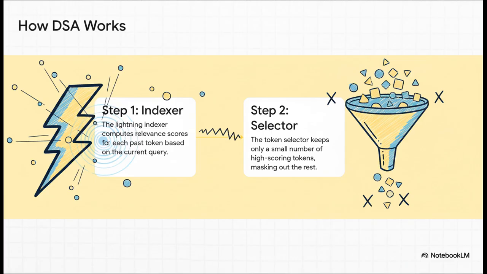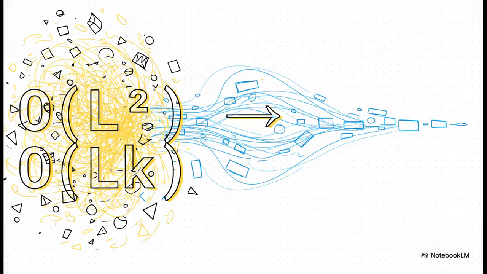Then, the token selector swoops in, picks only the absolute highest scoring tokens, the VIPs, and tells the model, hey, just focus on these, you can ignore everything else. It's basically a super smart filter for the AI's attention. So, what does all this technical wizardry actually get you? Well, the change in computational cost is insane. It's a total game changer.